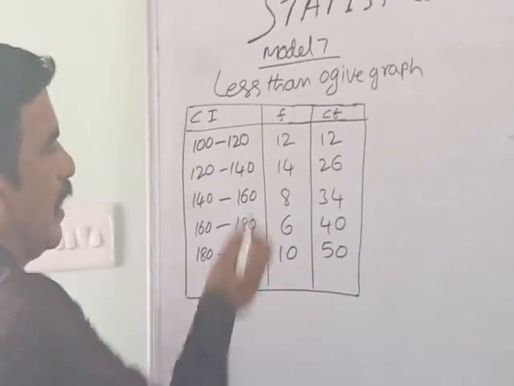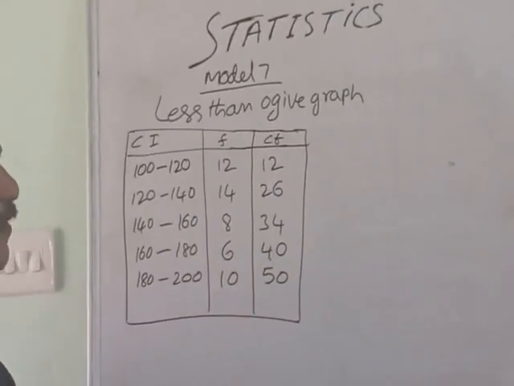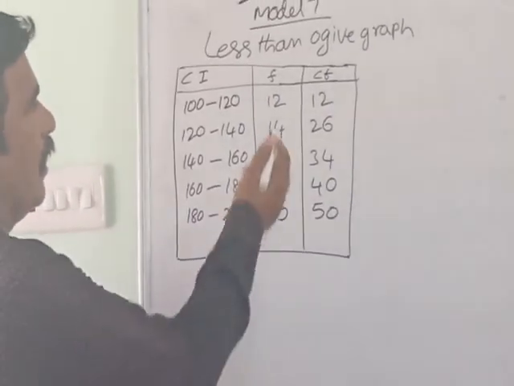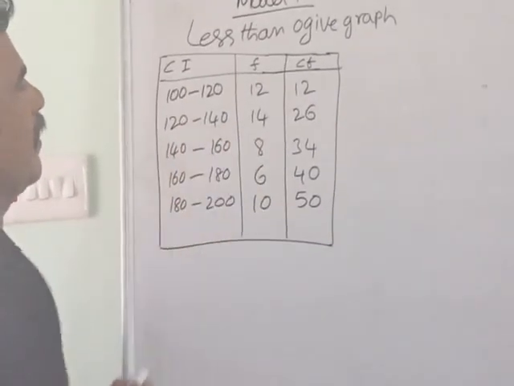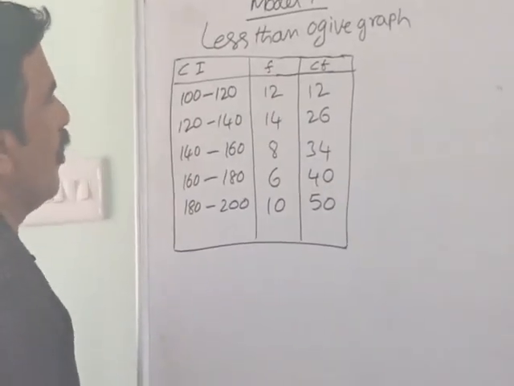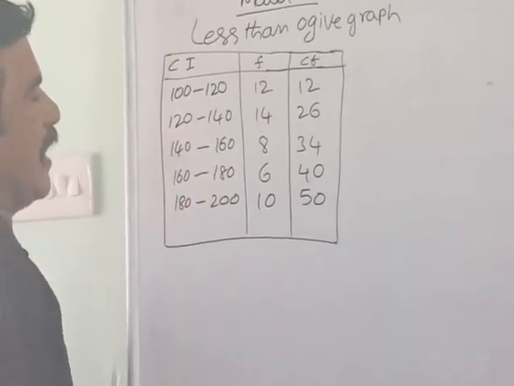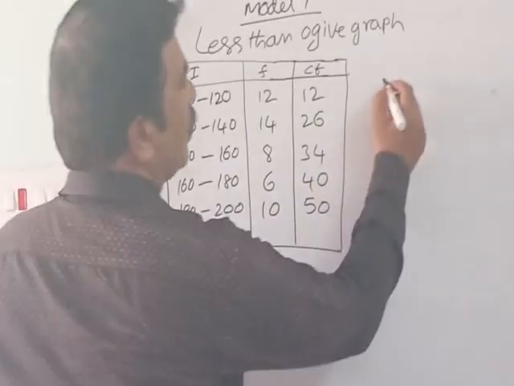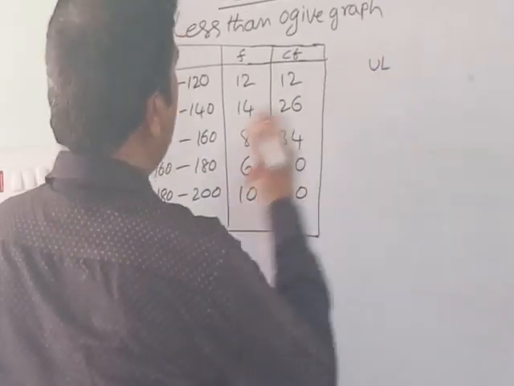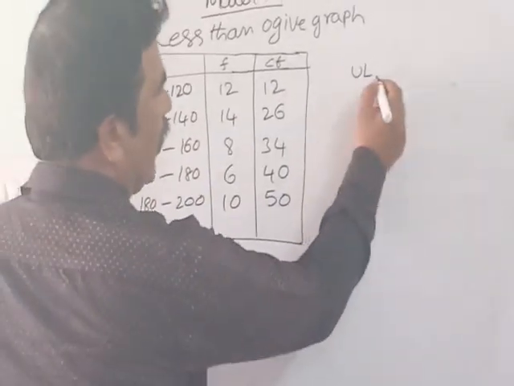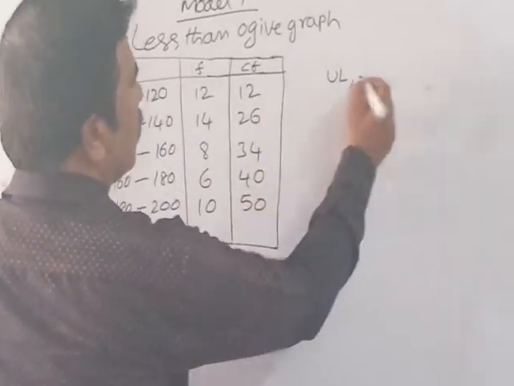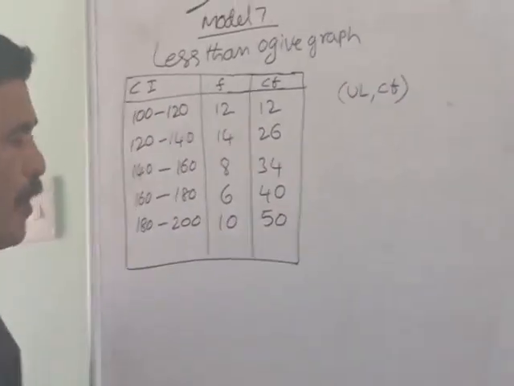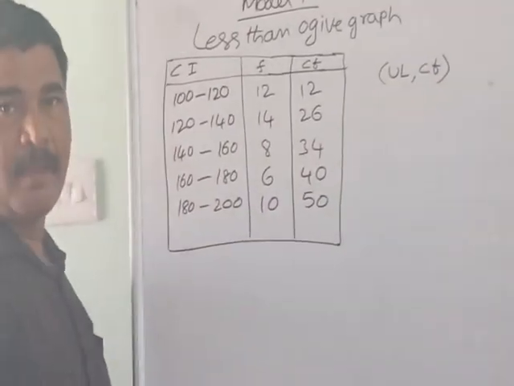Then the graph is to be drawn, preparing the less than ogive curve. We must take the upper limits of the class interval as x coordinate and CF as y coordinate. Prepare the points.